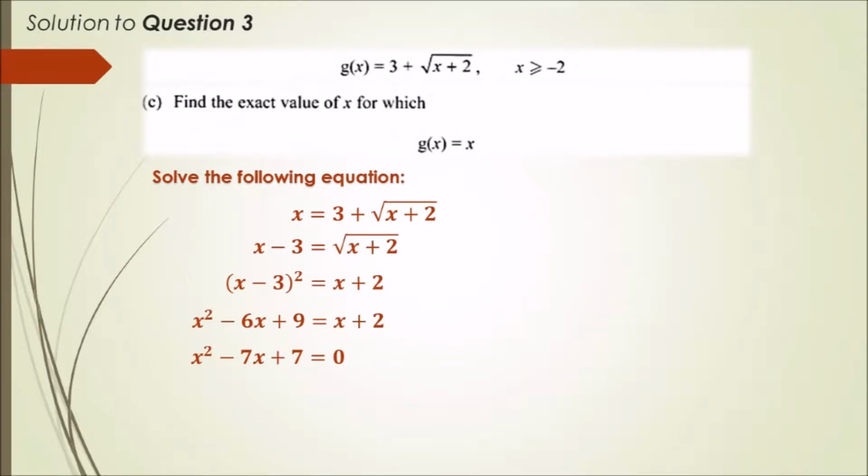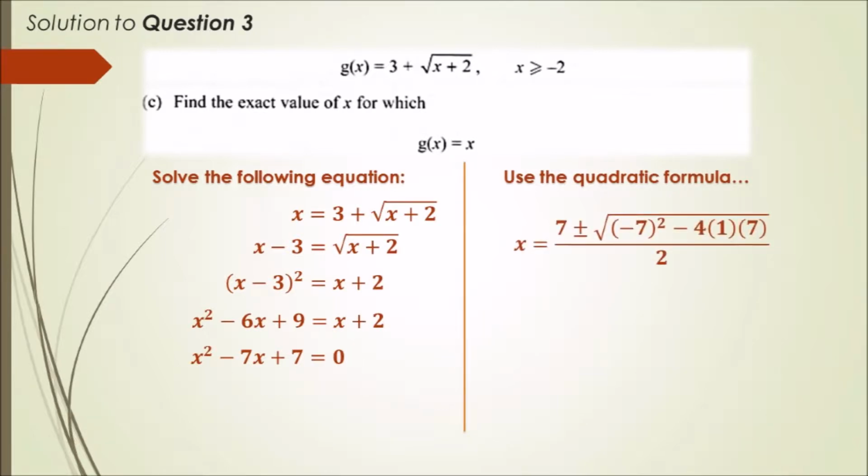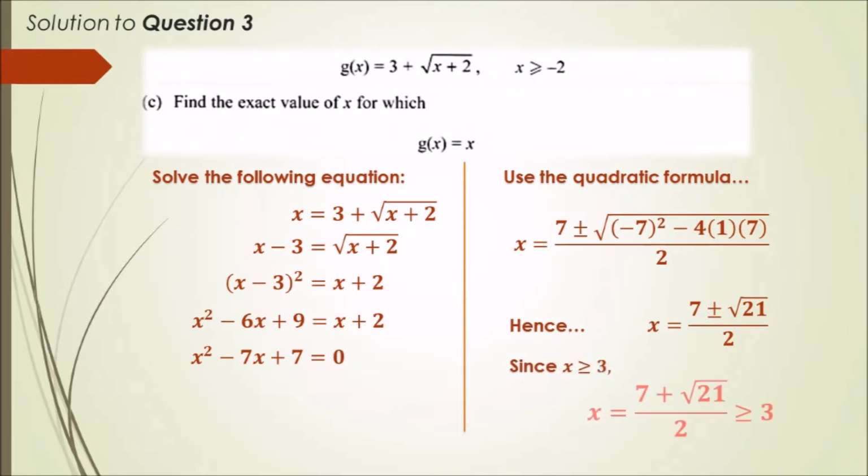Now, using the quadratic formula, this is what we should get. So plug in all the figures, it should look something like this on your calculator, and then finally you should get x equals 7 plus or minus root 21, all over 2. And now, since x must be greater than or equal to 3, which of course satisfies the inverse property and so on, we should therefore get x equals (7 plus root 21) over 2.